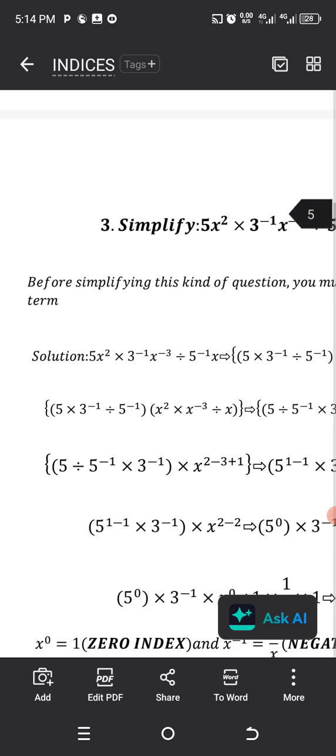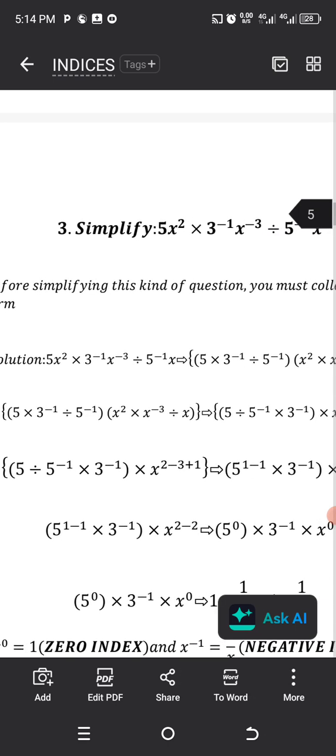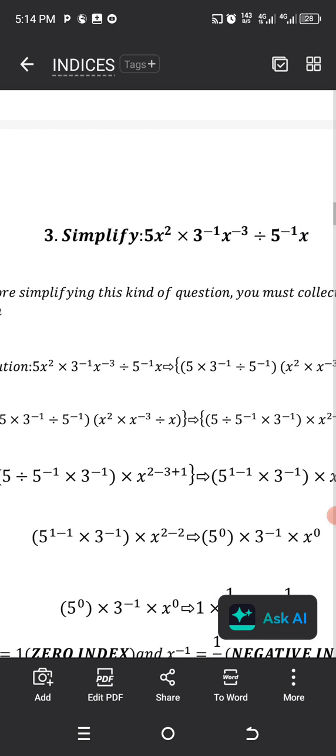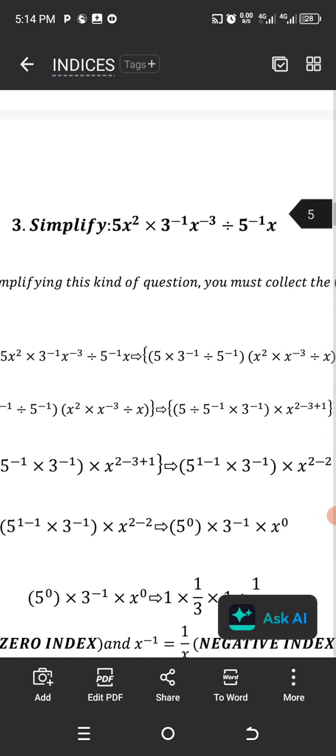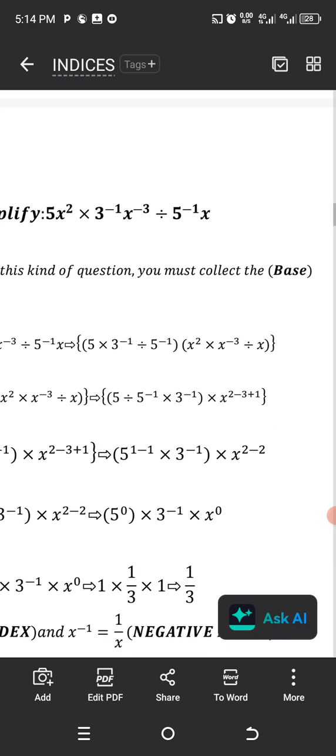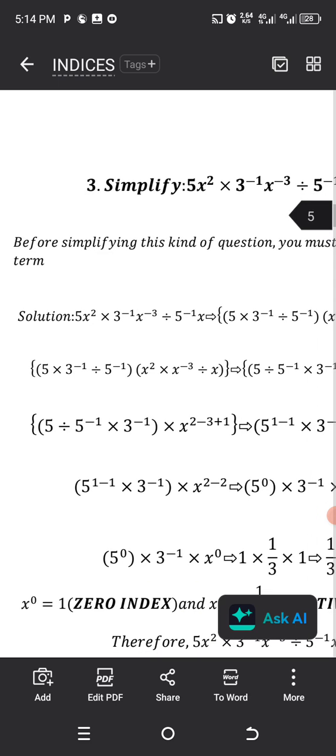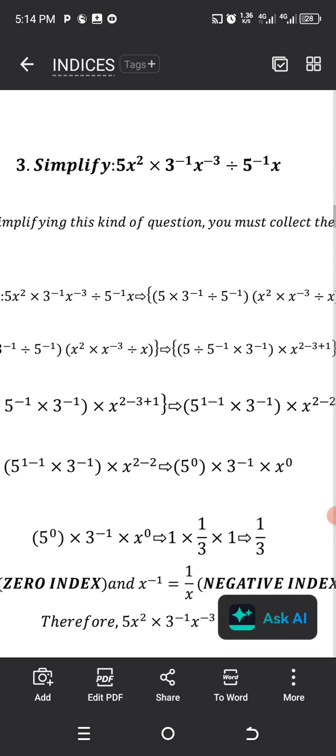So you can see this one, I put a note there before simplifying, because we're having ordinary numbers and letters with indices. You are asked to simplify 5 x squared multiplied by 3 raised to power minus 1 multiplied by x raised to power minus 3 divided by 5 raised to power minus 1 x. Before simplifying this kind of expression, like I've said earlier, you must collect the like bases, the ones that are the same.